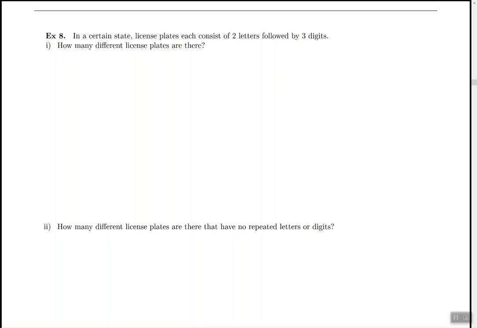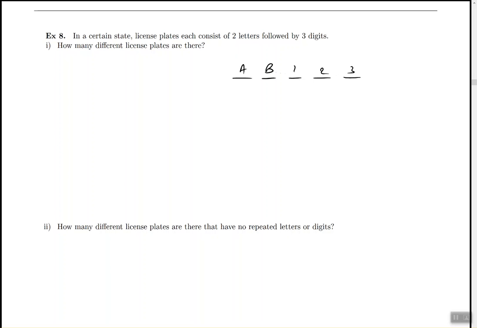So let's take a look at example 8, where we apply a lot of the things that we just learned. It says in a certain state, license plates each consist of 2 letters followed by 3 digits. So the first 2 positions have to be letters, A and B, and the third, fourth, and fifth positions can be any of the digits. For example, 1, 2, 3.